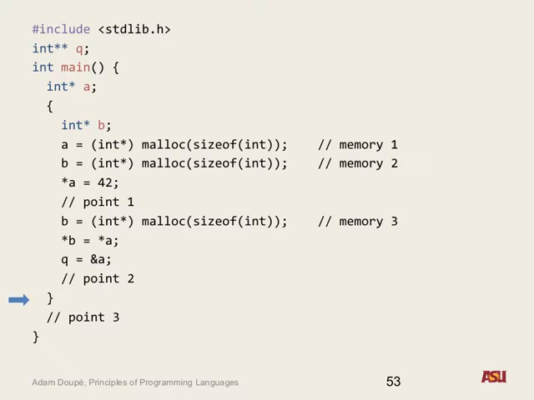So now, what about here? We've automatically deallocated B. So what are the variables that we have available here? A and Q. So then what memory is garbage here? 2 and 3? Yeah, so we can't access 2 or 3, right?